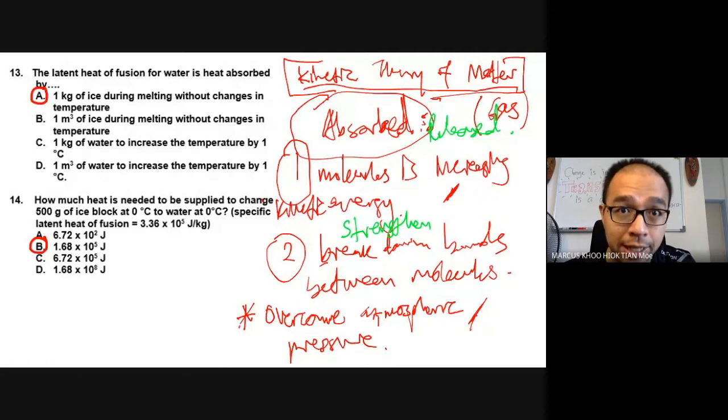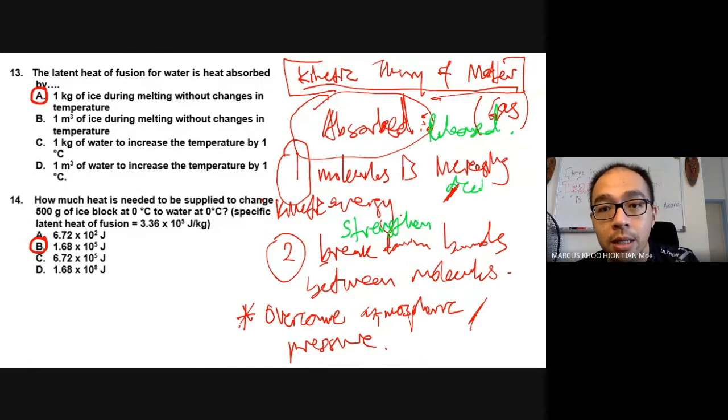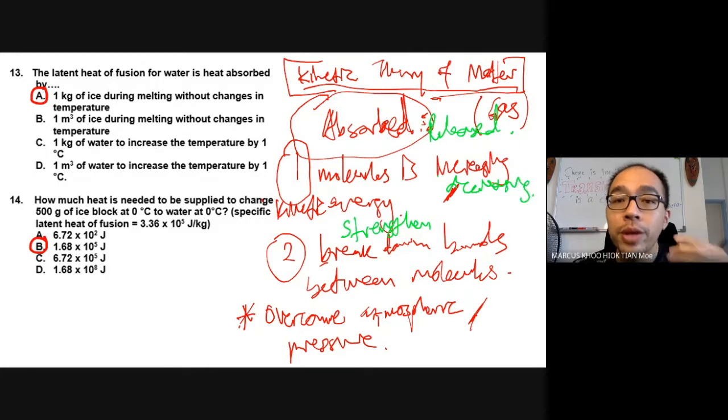If the heat is released, gas to liquid, liquid to solid, then we're not using the heat to break down the bonds. No, we are releasing the heat so that the bonds between the molecules can be strengthened again. Or if there is a decrease in temperature, the molecules will be decreasing kinetic energy. We release the heat so that the kinetic energy of the molecules can be decreased.